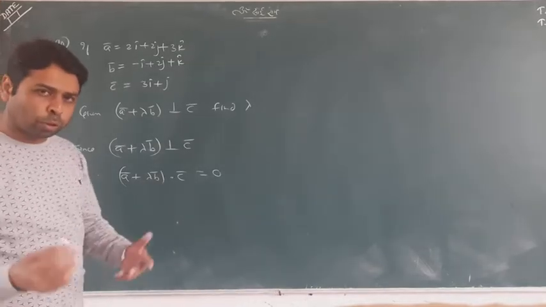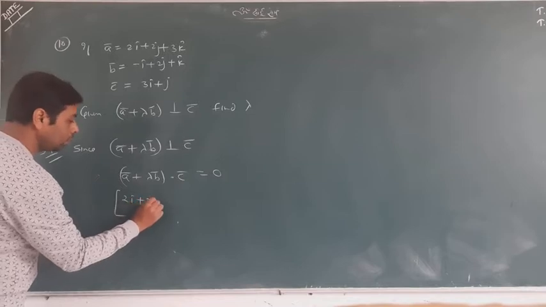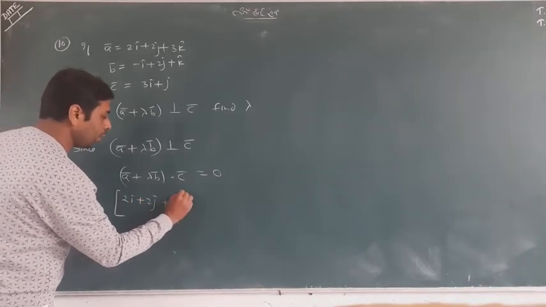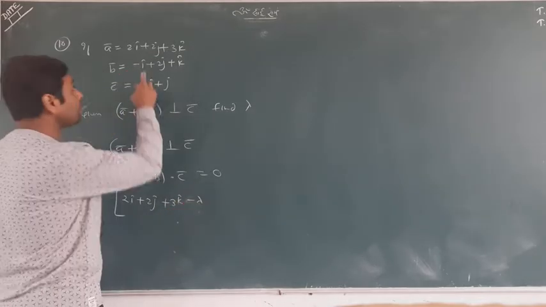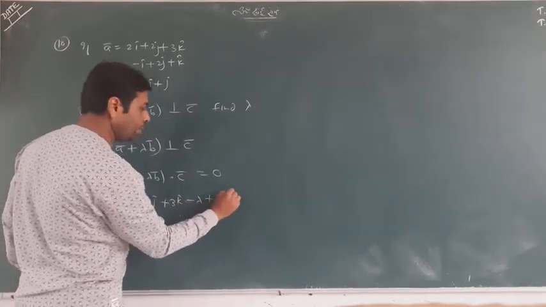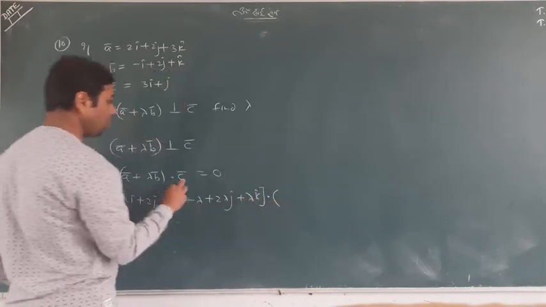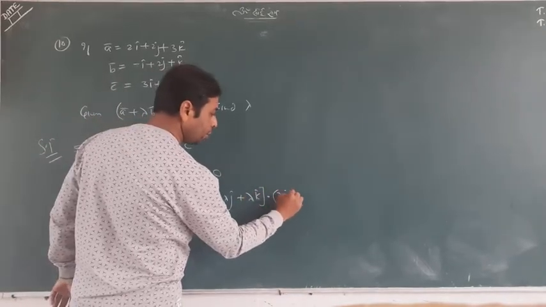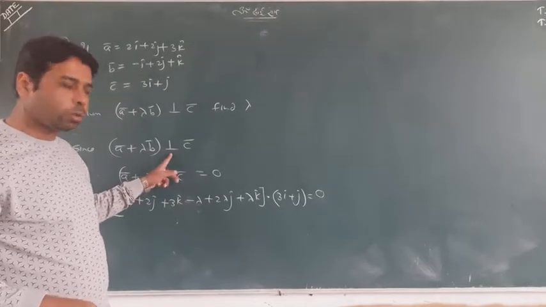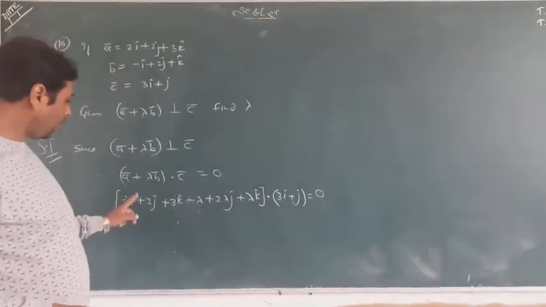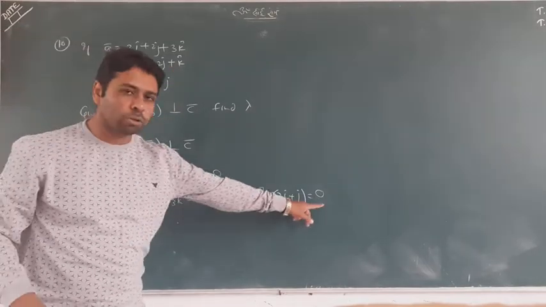What is a plus lambda b? Put in the values. What is a? 2i plus 2j plus 3k. Lambda b, you multiply lambda here: minus lambda i plus 2 lambda j plus lambda k. Dot, your c is 3i plus j, is equal to 0. These two vectors are perpendicular, so their dot product is equal to 0. Now put a and lambda b, you can multiply lambda here and write b together, dot c is equal to 0.